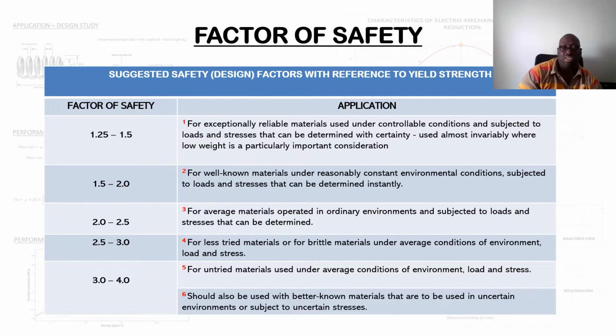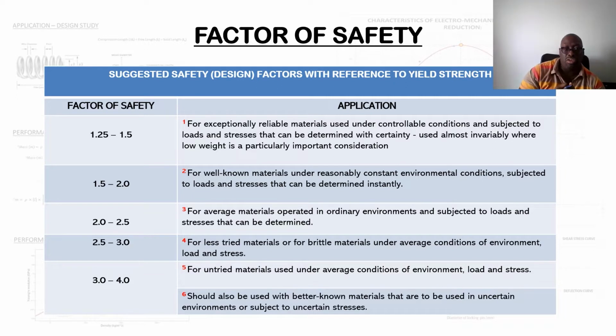You're also looking at a situation where you have a clear idea of the operating environment, and you have more or less absolute control over the operational conditions from an environmental perspective. 1.5 to 2: again, knowing a fair bit about the material used for the fabrication of a given product or component, a reasonable understanding of how consistent the environmental conditions are, and that the stresses can be determined without issue.